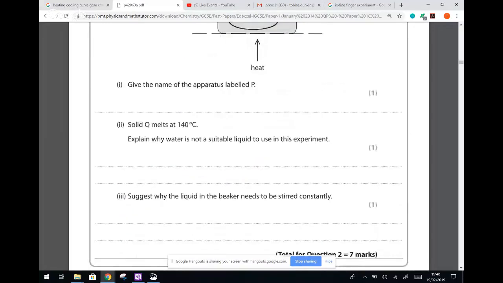Suggest why the liquid in the beaker needs to be stirred constantly, because otherwise the water at the bottom of the beaker will be hot and the water at the top of the beaker is going to be cooler. You can't say cold. It's going to be at a lower temperature, which means we're not going to be able to get a nice solid changeover in terms of melt. You're not going to see the solid just suddenly liquefy, and we're also not going to be able to get a good reading on the temperature of the water at the point at which it melts.